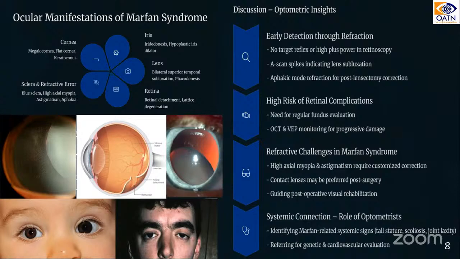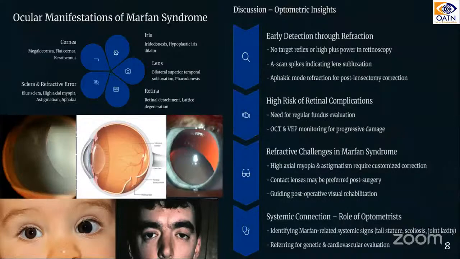So from an optometric perspective, key considerations include retinoscopic findings, where no target reflex or high plus power indicates subluxation, and A-scan findings, where a spike pattern confirms lens displacement. Post-surgical aphakic correction and high axial myopia and astigmatism demand customized optical correction. To name a few: high index lenses with aspheric design, slab-off prism correction, scleral or hybrid lenses, multifocal RGP lenses, and low vision aids for improving residual vision.